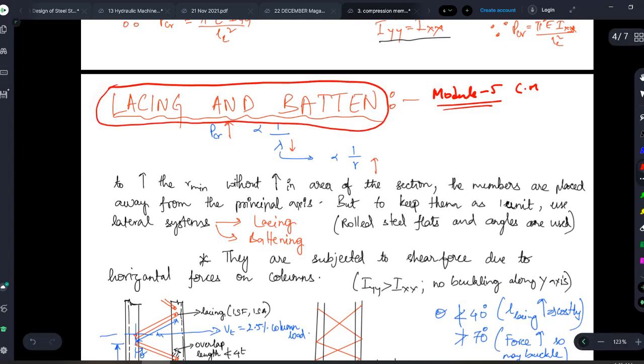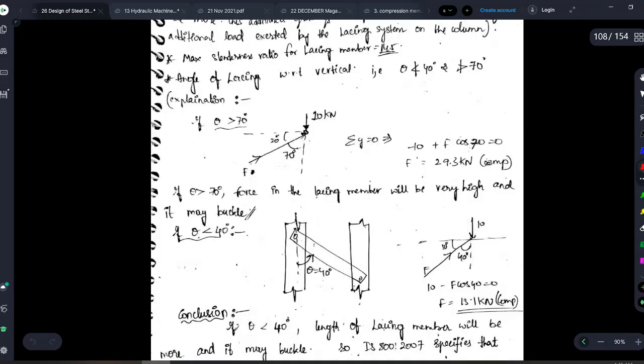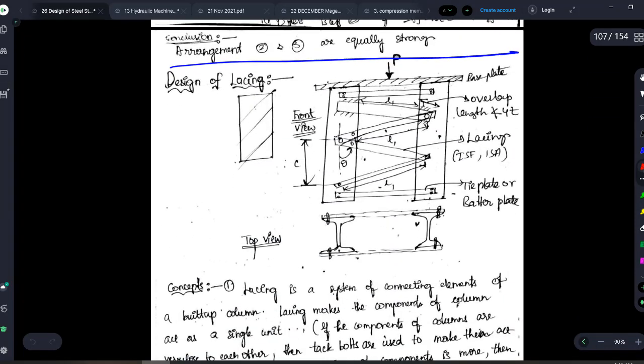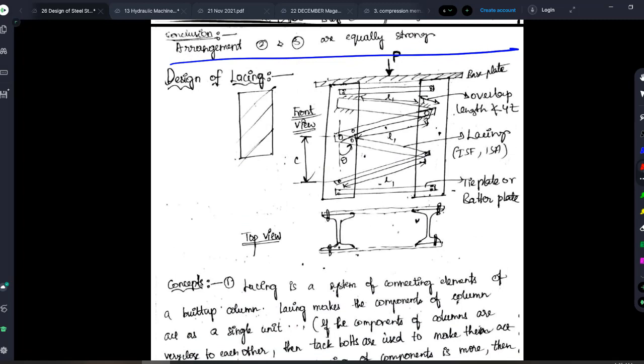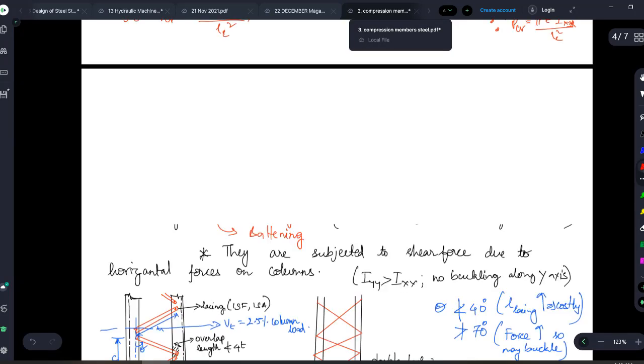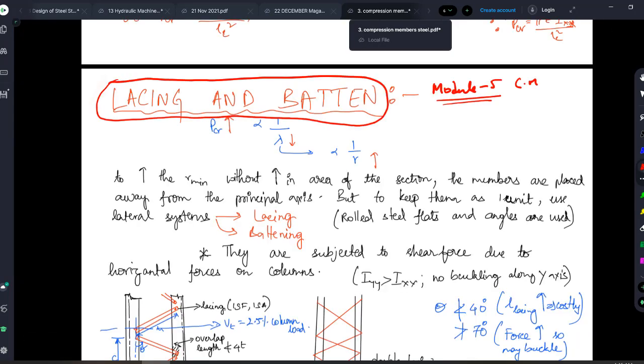lacings and batten. Okay, the same you can read in your notes also, but it was difficult to represent diagrammatically because it is in black and white, so I made it colorful in our short notes. Not short notes, it is just supporting text. Okay, so you can make your own short notes based on them. So now coming to this very interesting topic, lacings and batten.